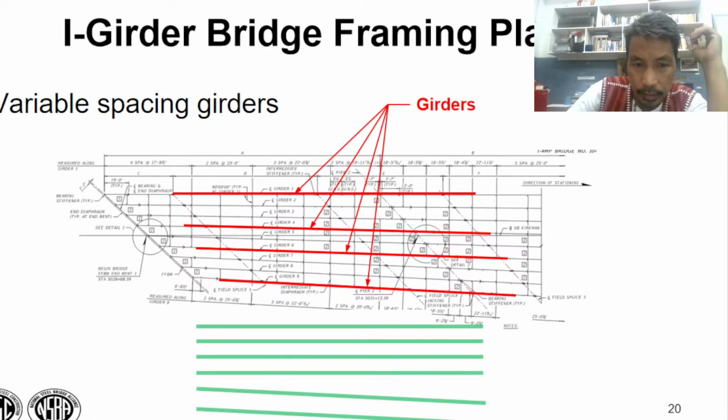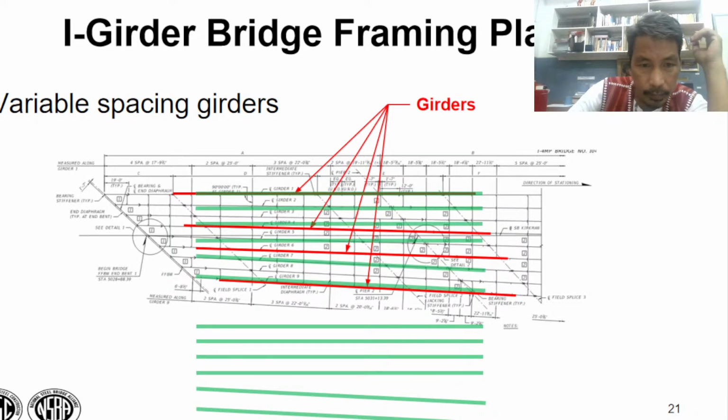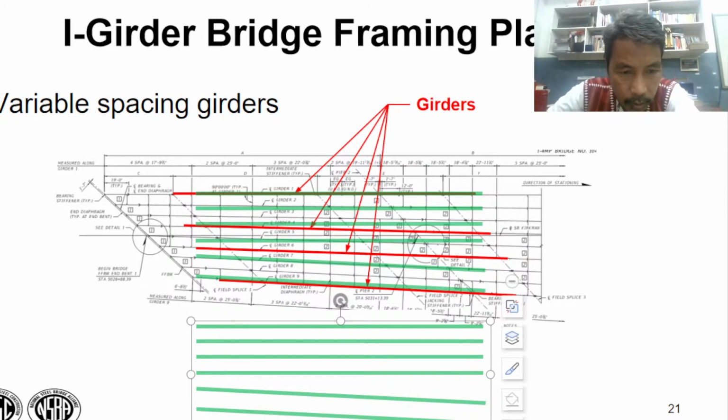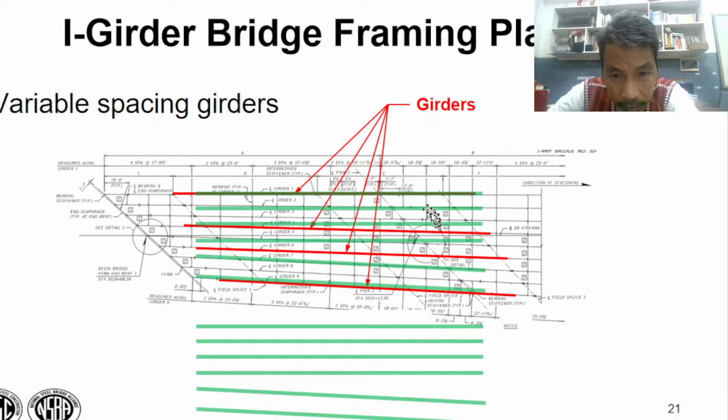What are these? I don't know what we mean by this. What do we mean by this? This is the girder orientation, and you can see the distance here is not the same as the distance here. The spacing here is not the same here and there. So it is not constant. It is variable spacing.